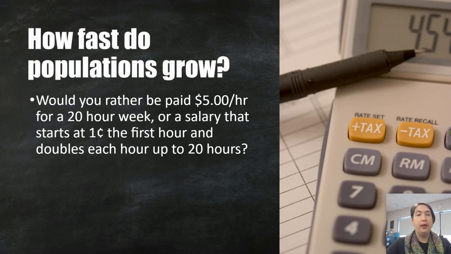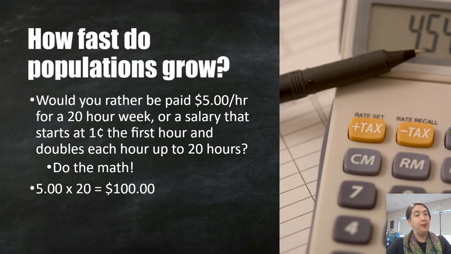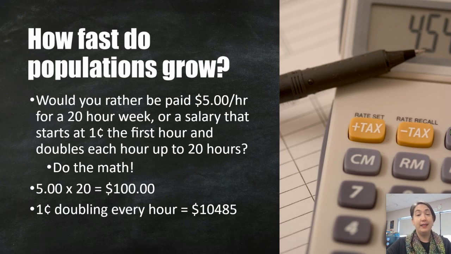So would you rather be paid $5 an hour for a 20-hour week or a salary that starts at 1 cent for the first hour and doubles each additional hour up to 20 hours? Let's do some math. So $5 an hour times 20 hours equals $100. 1 cent doubling every hour, so 1 cent, then 2 cents, then 4 cents, then 8 cents, etc., gives you $10,485 at the end of your 20 hours.